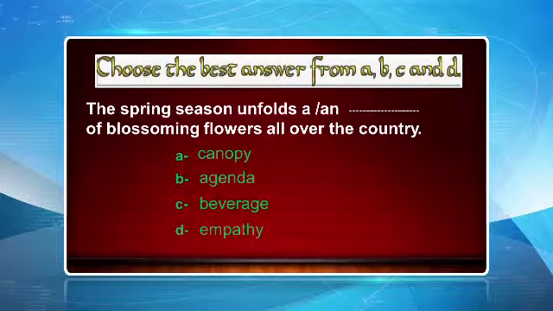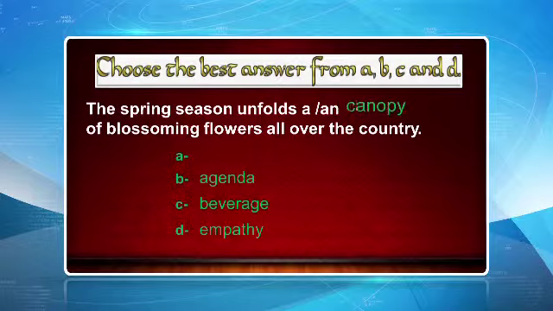Look at the various options that we have here. A, canopy, B, agenda, C, beverage, and D, empathy. I am sure that as I was reading them, they sound very familiar to you. These are vocabulary items that you have been taking and that you should know by now. So which do you think is the appropriate answer to this question? That's correct. It's canopy, which means something that is covering a space. So the spring season unfolds a canopy of blossoming flowers all over the country. So you can imagine a lot of flowers covering the country during this season.